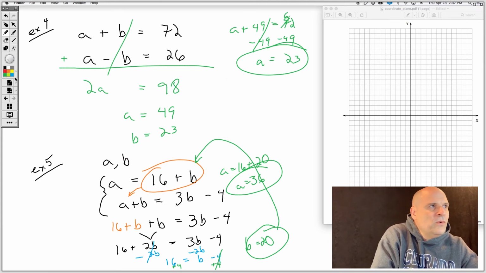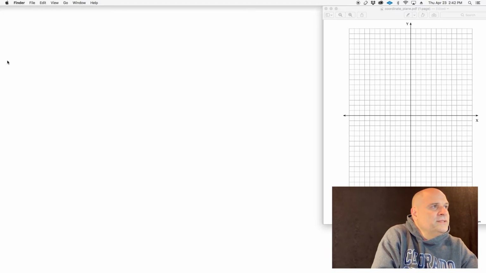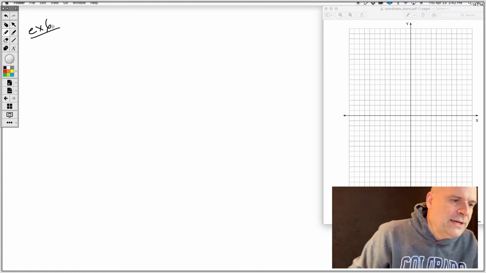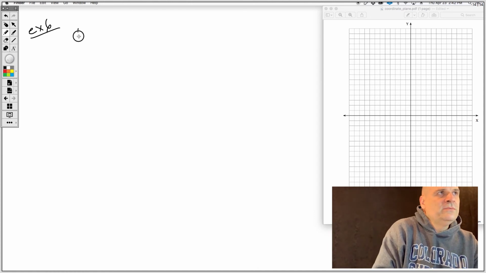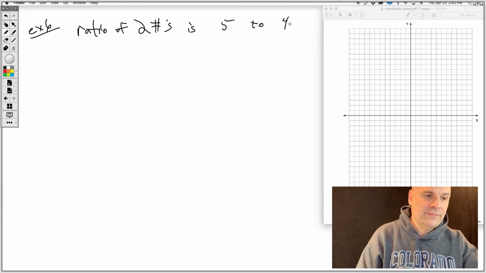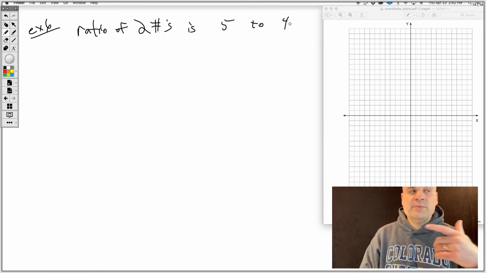Okay, so there is one more example. So let's just do one more example. I know you've lasted this long. It's gonna be great. One more example. Here we go. This is example 6. There's 6 examples. That's a lot. So the ratio of two numbers is 5 to 4. Okay? And the sum of the numbers is 63. What are the two numbers?